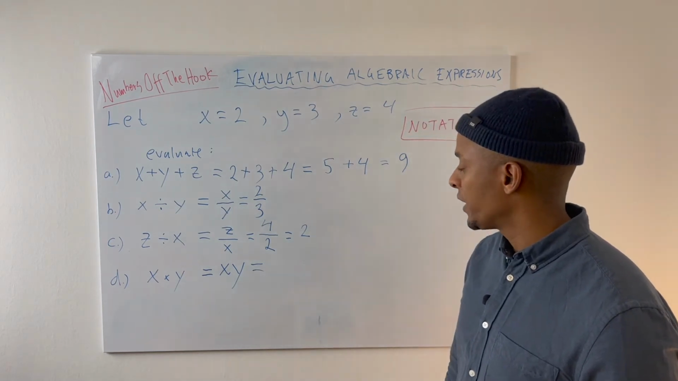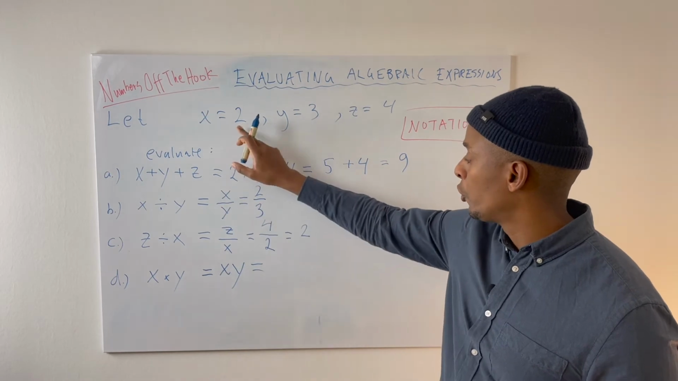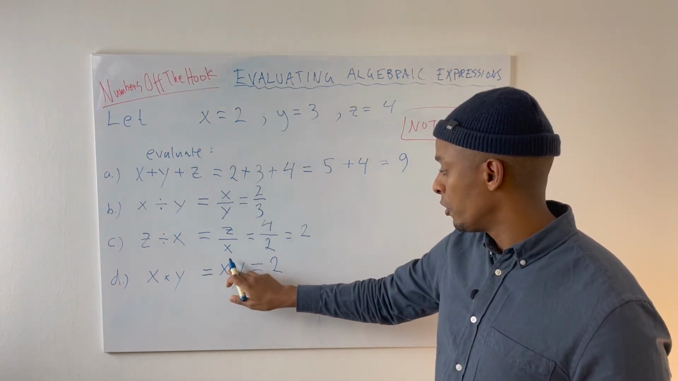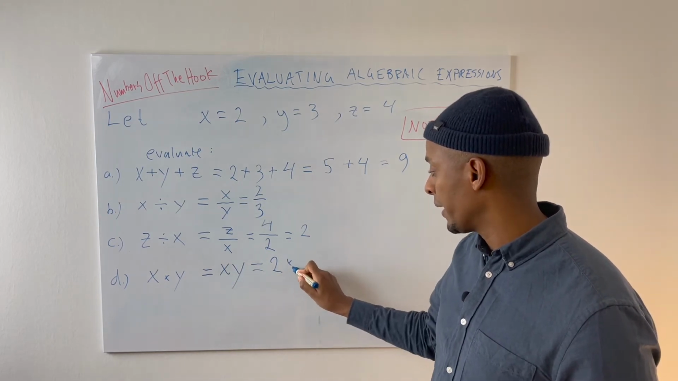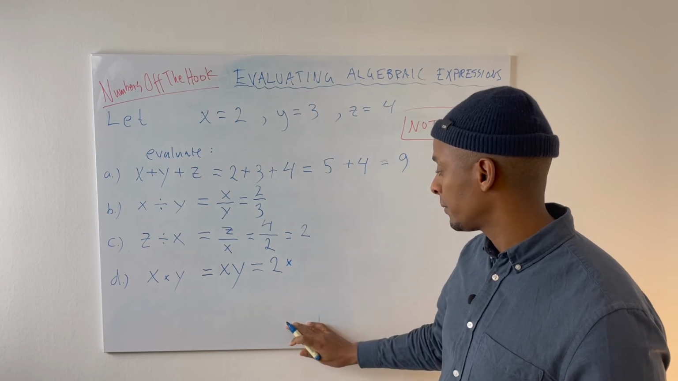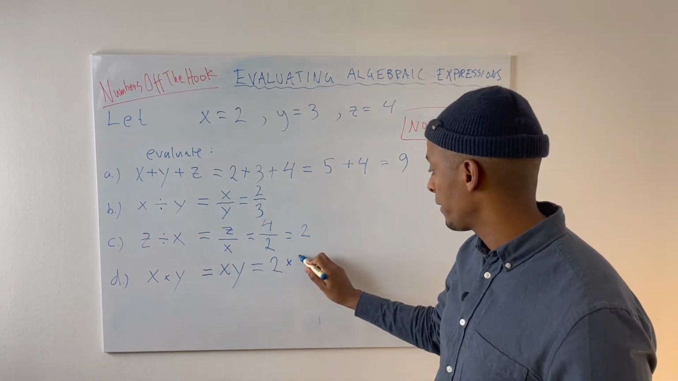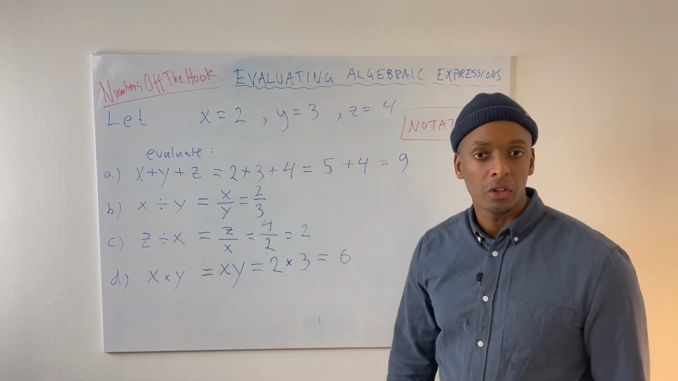And now we can plug in the numbers. Here we have 2. And then here we know that there's an invisible multiplication sign there. So we put it back here, x, right? 2 multiplied with 3, which is equal to 6. And that's the result for this one.